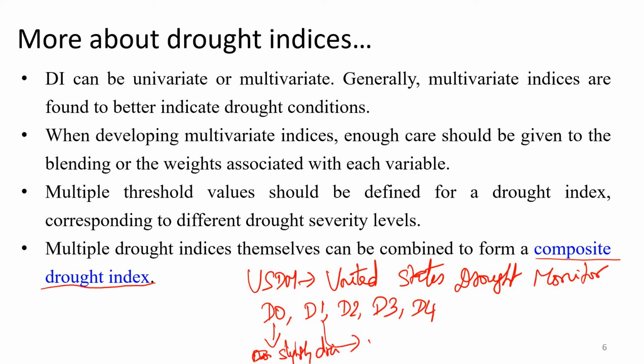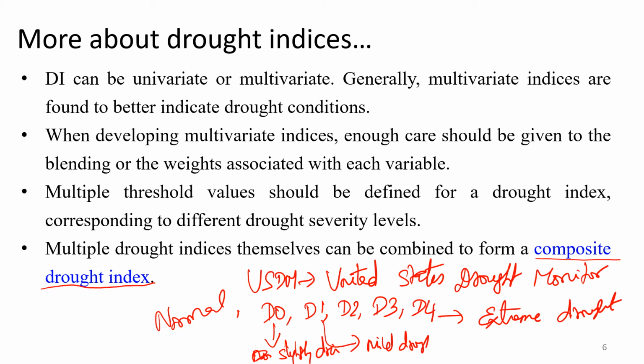D1 is mild drought. D4 is extreme drought. If no information is provided over a region, then that particular region is normal. Like that, they will say normal, D0, D1, D2, D3, D4. So this USDM is kind of like a composite drought index. These numbers or indicators are derived by using multiple drought variables and drought indices themselves.